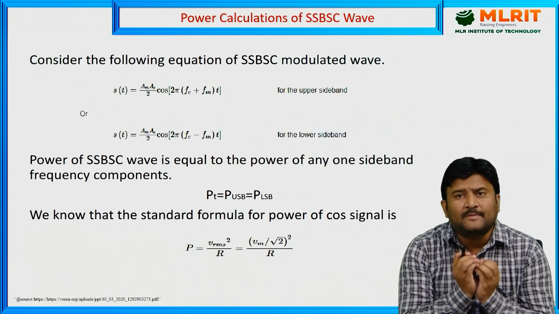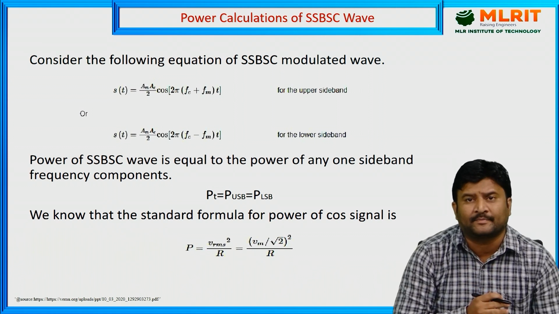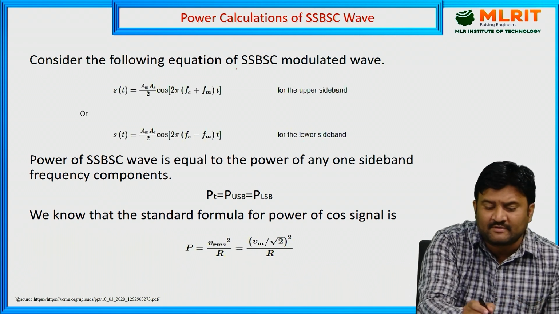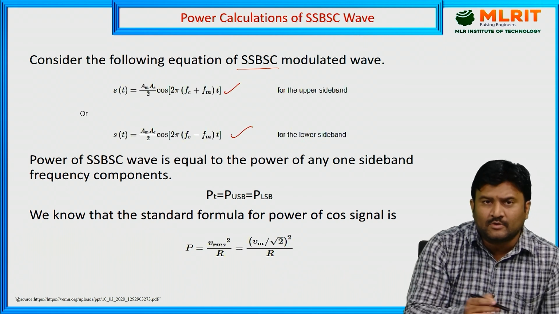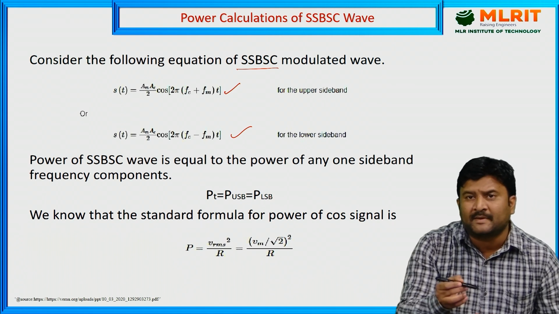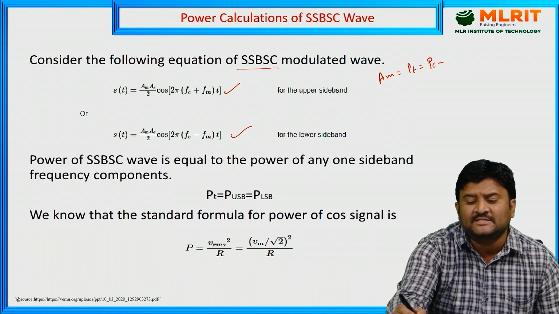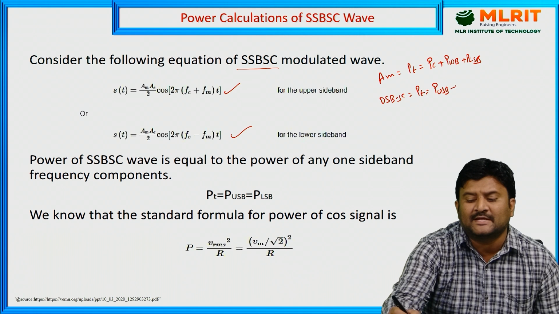Then, with the passing of information through single sideband, how much power is calculated? What is the power? Observe here, consider the following equation of the SSB-SC modulation. I am taking the upper sideband or lower sideband. You know what that is? PT is equal to PUSB, which is equal to PLSB. Because from the AM point of view, the total power is PC plus PUSB plus PLSB, and in the case of DSB-SC, the total power is equal to PUSB plus PLSB.